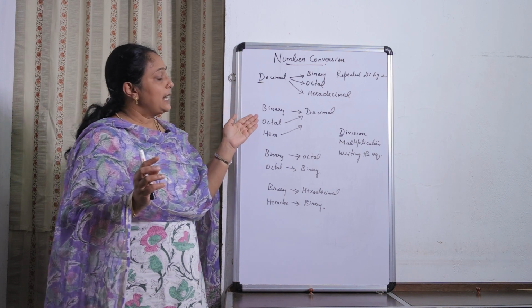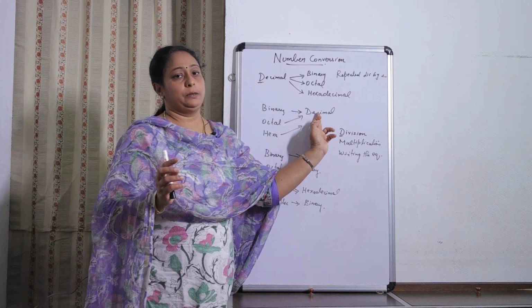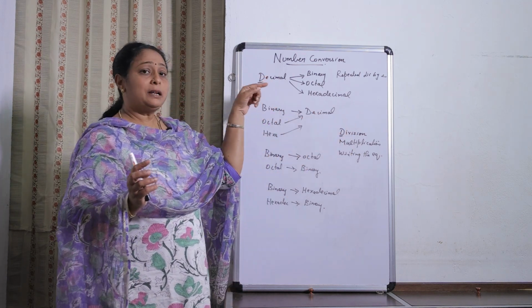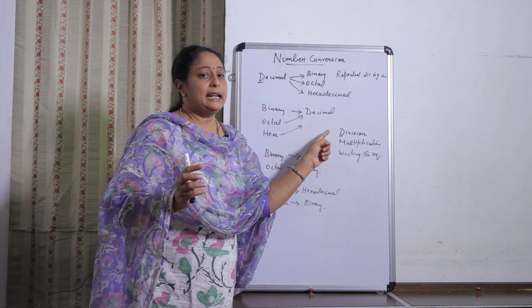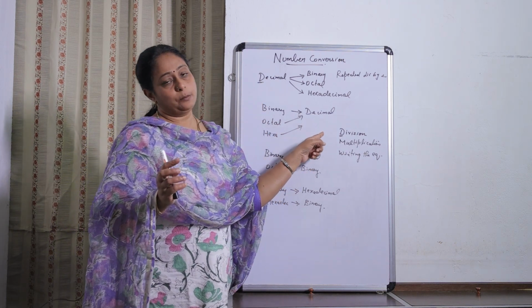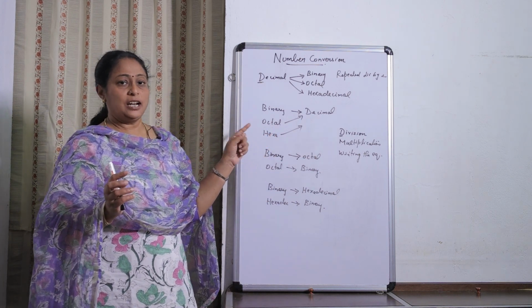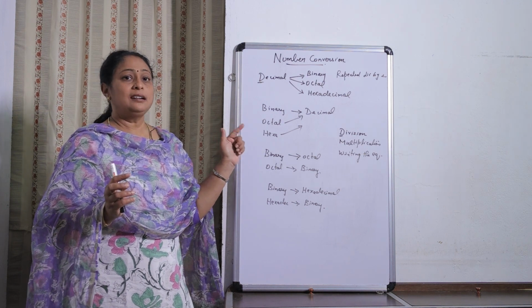The next ones are binary to decimal, octal to decimal, and hexadecimal to decimal. So here decimal comes later. I told you that when decimal comes first, it is division. But now decimal comes later, so it is multiplication, and here also you will repeatedly multiply. We will see how it is done later.